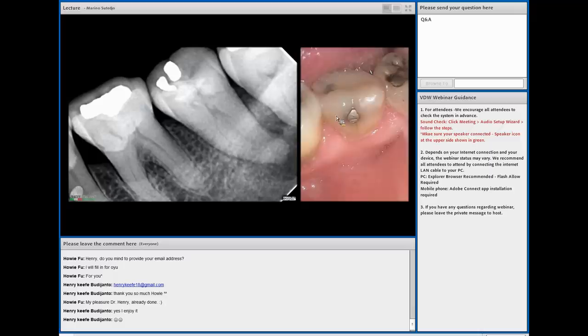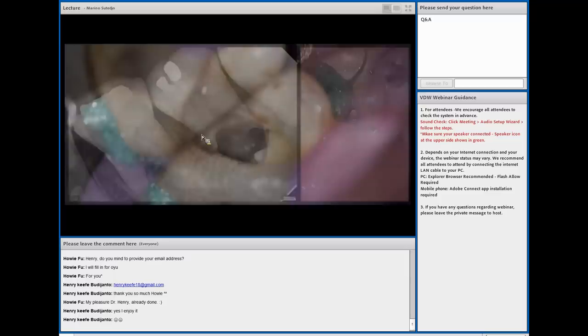Also this, it doesn't have to be all indirect. As we know, not all cases need indirect. We can also finish it with direct. So it depends on the case and it depends on the healthy tooth structure. In this case, I don't need indirect since the healthy tooth structure is pretty intact.